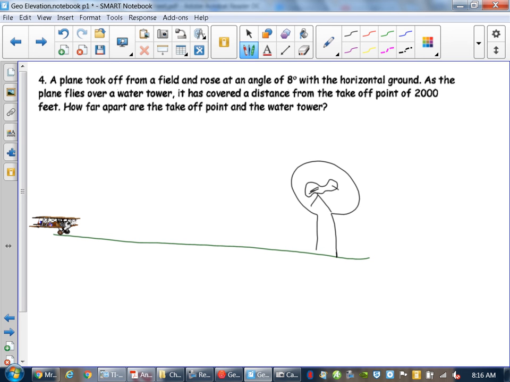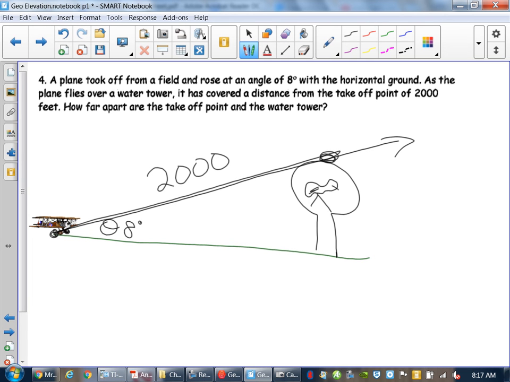It does. Anyway, so it hits the top, it's rising at an angle of 8 degrees. And it has covered a distance from the takeoff point to the water tower of 2,000 feet. It's going this way. Wait, I missed it. Can you go back?